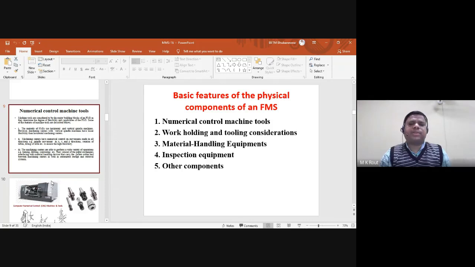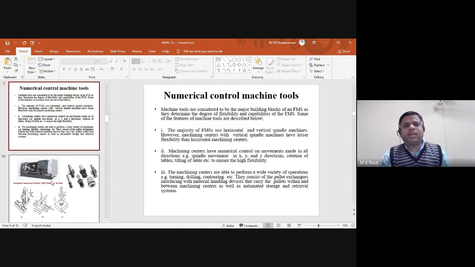Among numerical control machine tools, the machine tools are considered the major building block of a flexible manufacturing system, as they determine the degree of flexibility and capability of the system. If you consider mass production or batch production, these numerically controlled tools are vastly used, for example in integrated organizations and automotive part building organizations. These tools are directly fixed on the work table, and they perform multiple tasks.